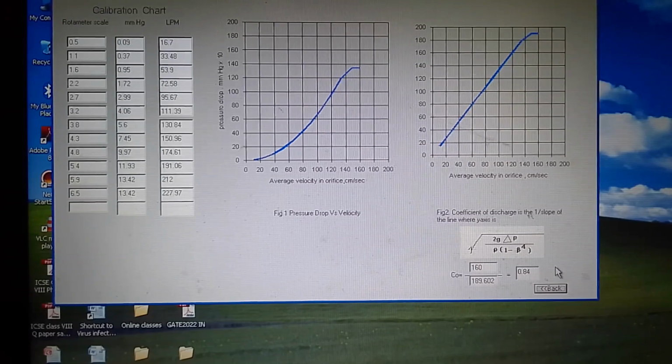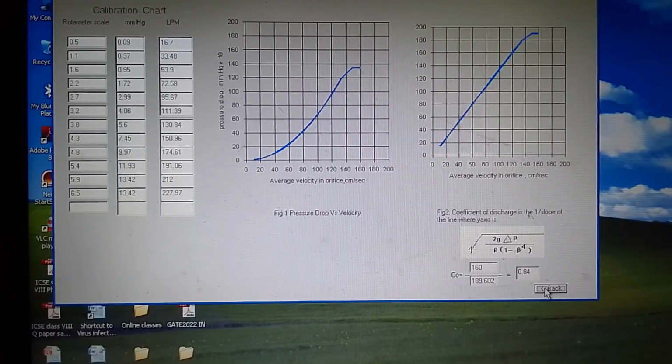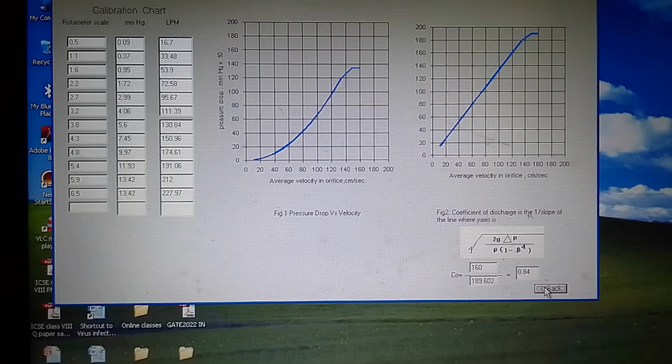If you do this more accurately, giving more time for the experiment, you will get around 0.75. So that's all I wanted to show you, how the flow meters can be calibrated.